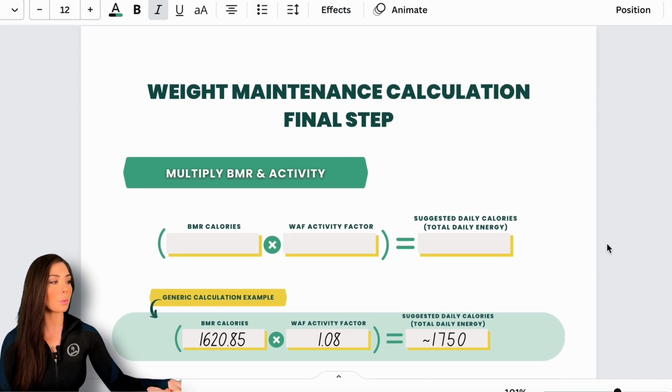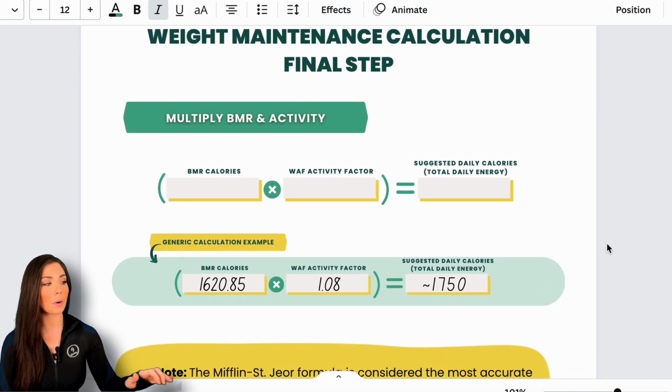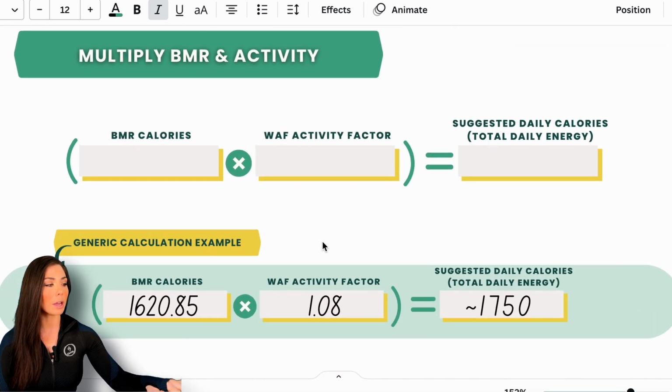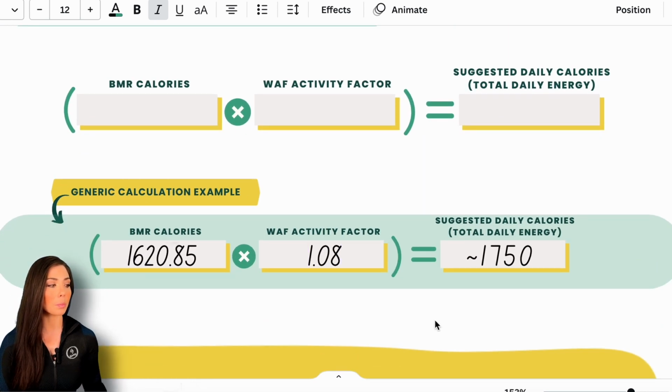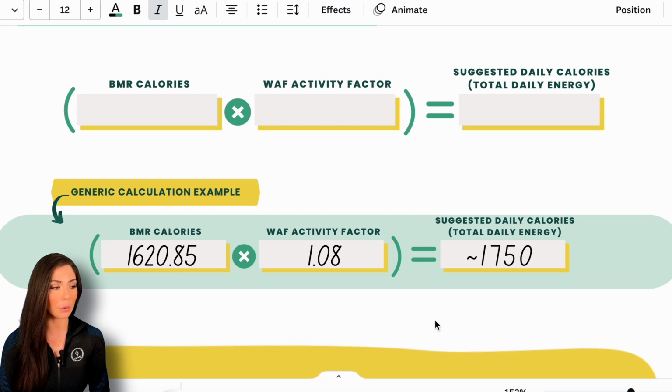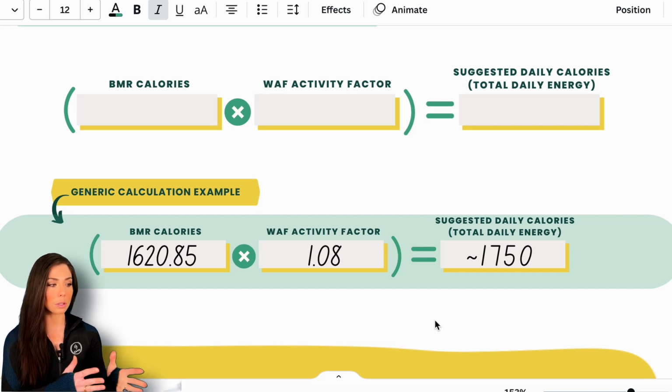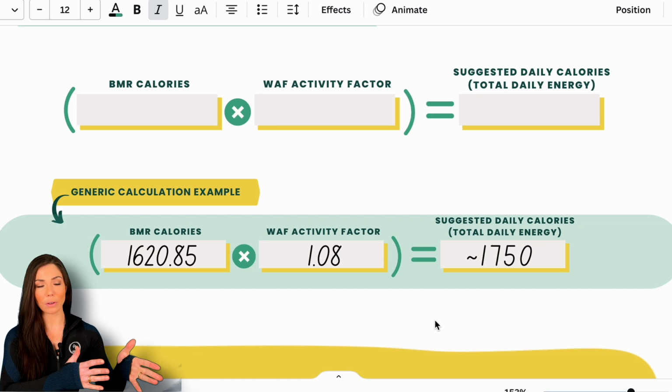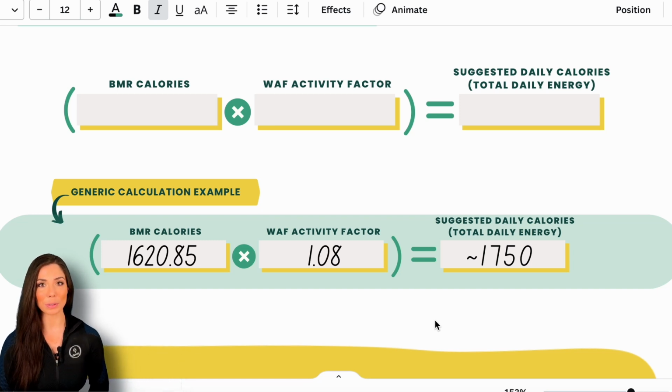We can go ahead and just return back to this weight maintenance calculation final step, and you can see for this generic calculation example, all you would do is multiply the BMR of calories times an activity factor, and then you would end up with the suggested daily calories. Now, that suggested daily calories is just to maintain your weight. So if you want to stay exactly the same weight that you're at, you'll want to be eating whatever you calculate out to be your suggested daily calories if your goal is weight maintenance.